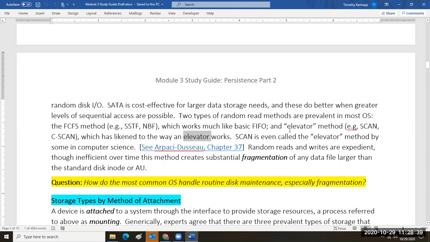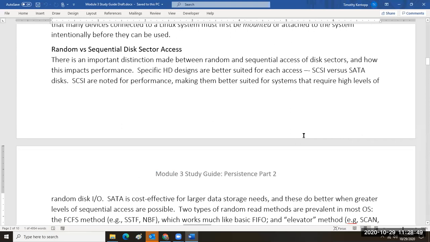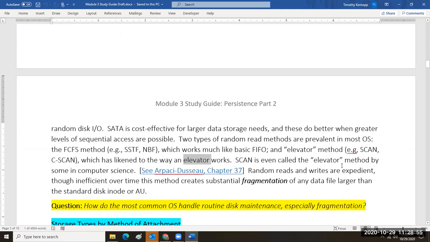So that's part of the conceptual framework for this method, the elevator method. It has to do with how the disk sector access is brokered or mediated. And that's material that you do need to understand on a basic level. I'm not going to require you to know stuff that's in the weeds, the coding or the algorithms behind it, but I want you to know the concepts themselves. I want you to understand what FIFO means, first in, first out, right? And FCFS and NBF, right? And that's all in chapter 37.